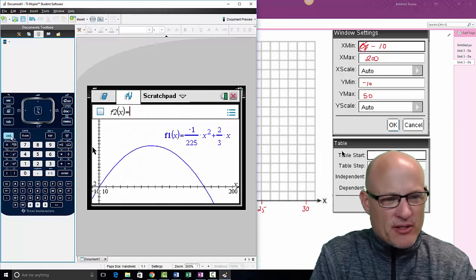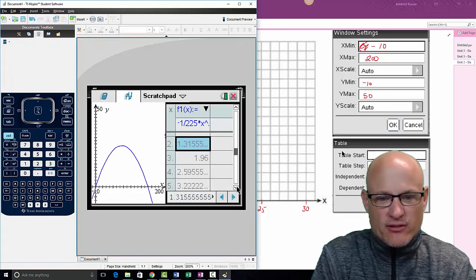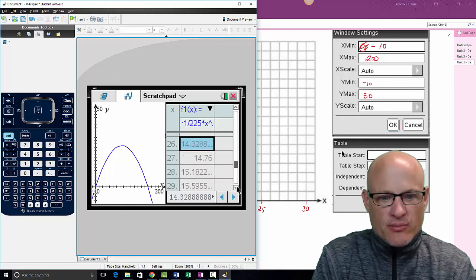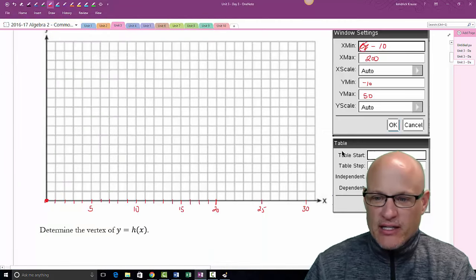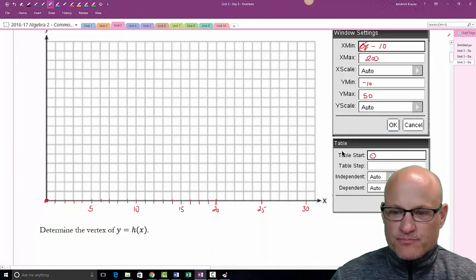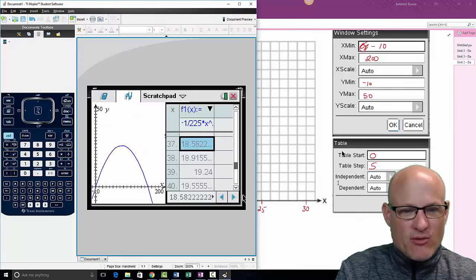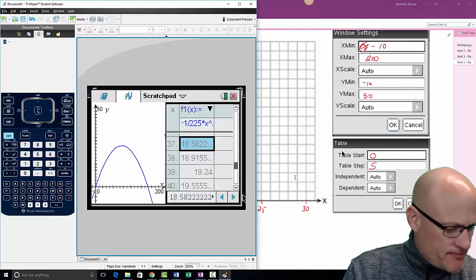Let's see how long this takes. I'm going to go to the table. What I'm working on is what I want to make my scale. Oh my gosh, I'm going to be here all day doing this. I've got to get up to like 200. Okay, that doesn't make any sense. So let's go back to our document here and say, okay, let's start the table at zero. We're going to go into table set, and let's go every 5 instead of every 10. That wouldn't take too long. So how do I do that? Control T.